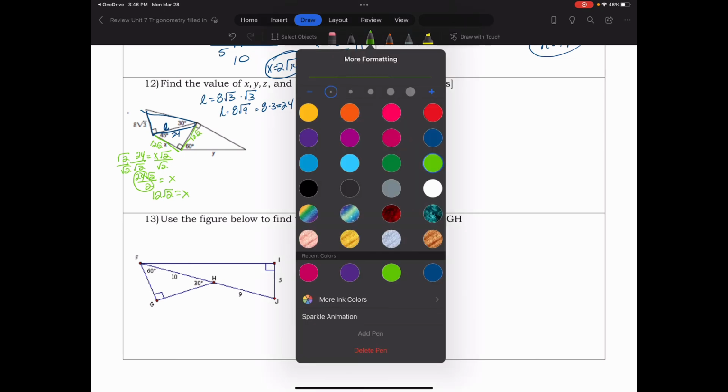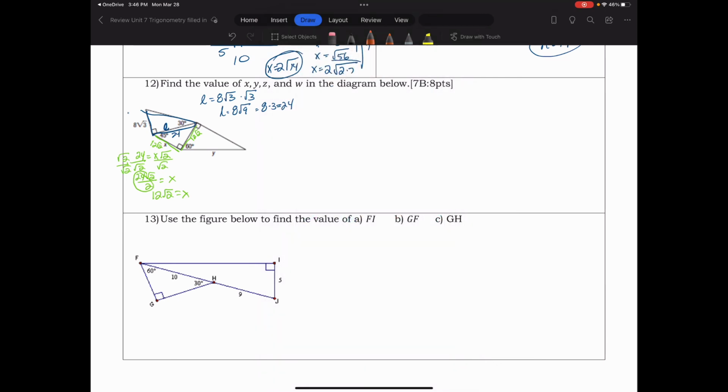Knowing that, I know that in this triangle, this is my short leg, this is my hypotenuse, this is my long leg for my 30, 60, 90. I know that my hypotenuse, which is y, is equal to my short leg, which is 12 radical 2 times 2. I only multiply the numbers on the outside of a radical, so y is going to be 24 radical 2. So there we go.